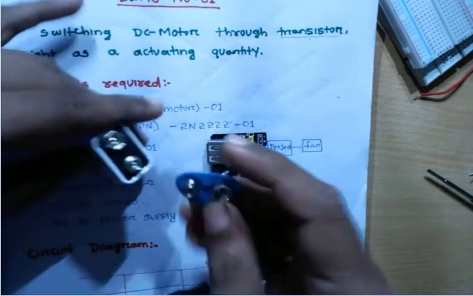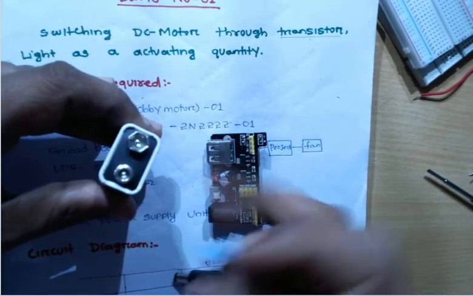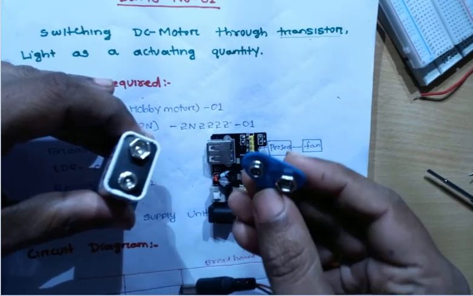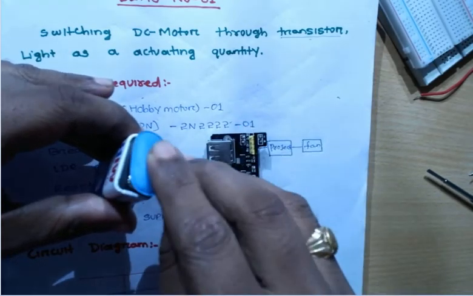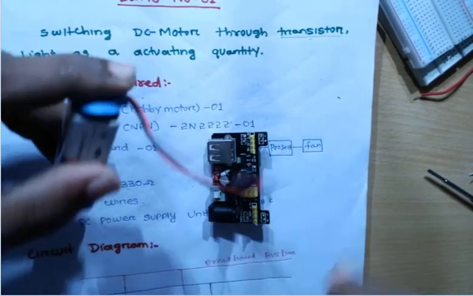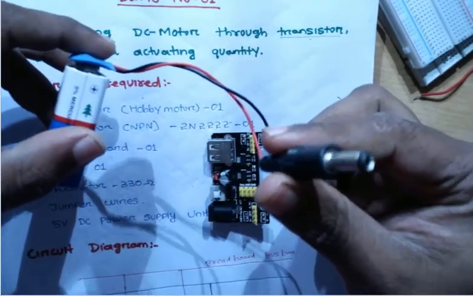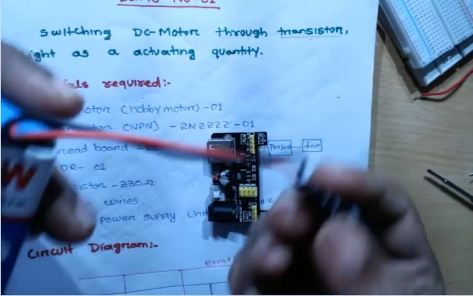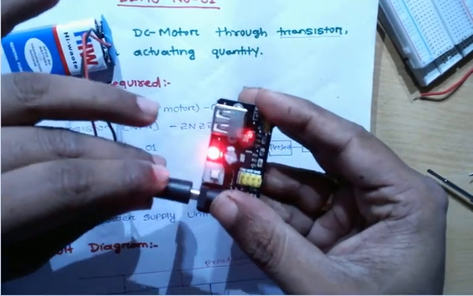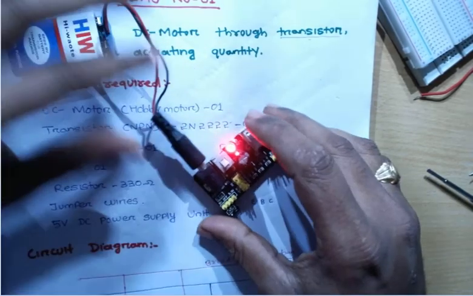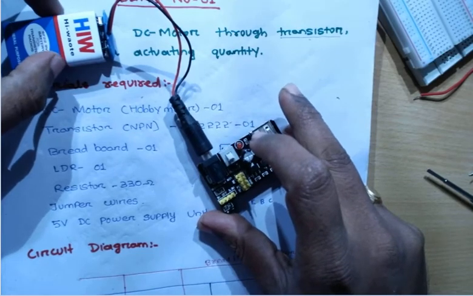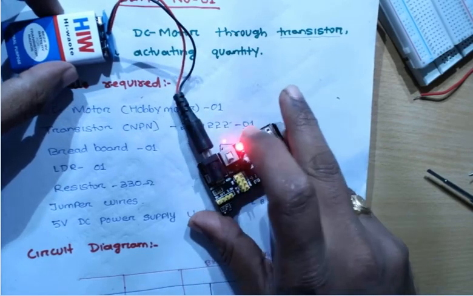How will I connect? See it carefully. This is the bigger size and this is the smaller. Insert the smaller into the bigger one and press it. Now my 9 volt source is ready. Suppose I connect it to my DC power jack. You can see a red light is glowing. I have a push button also, so I can switch it on and off. When there is a need of power supply, I will switch it on.